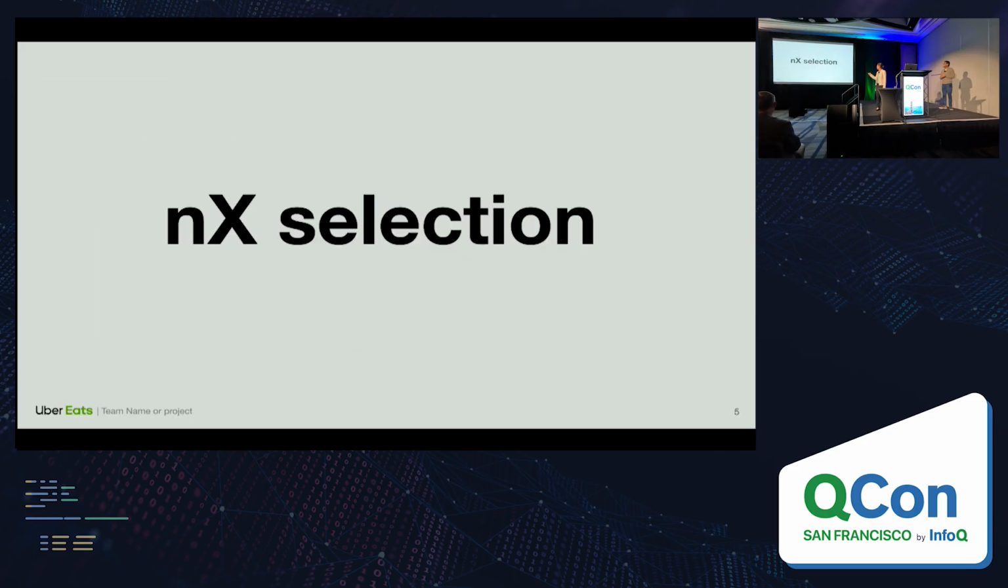The problem that we want to talk about as part of this is how did we go about expanding selection by NX. Before we go into what NX means, I want to spend a little bit of time talking about what selection means.